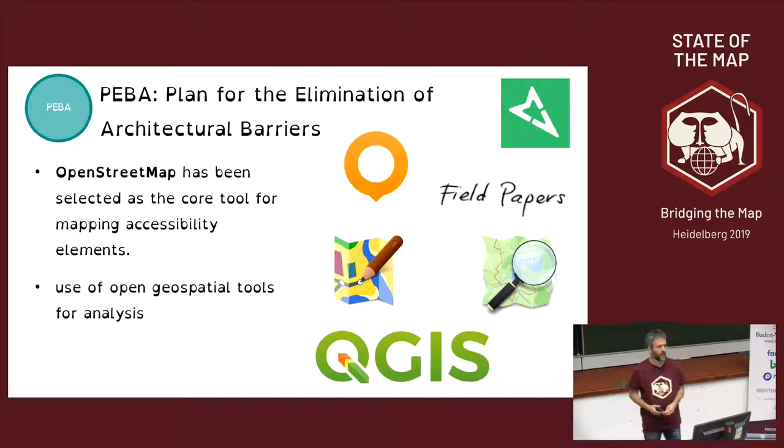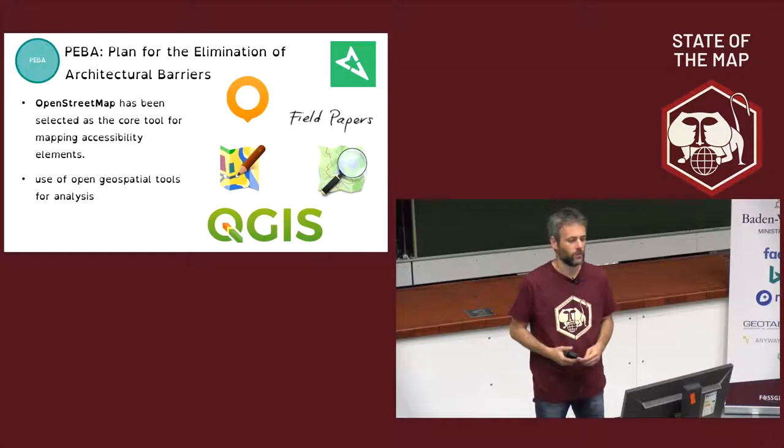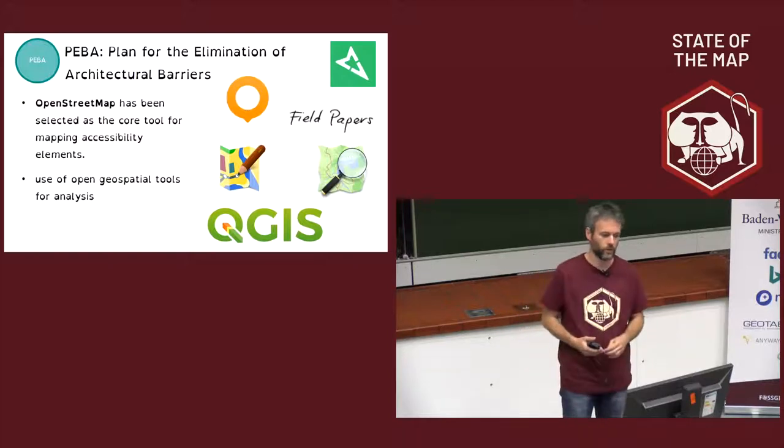OpenStreetMap was chosen as the core tool for mapping accessibility elements. We didn't use it only as a background; from the beginning, we chose to go directly on OpenStreetMap, from the beginning to the end of the process.